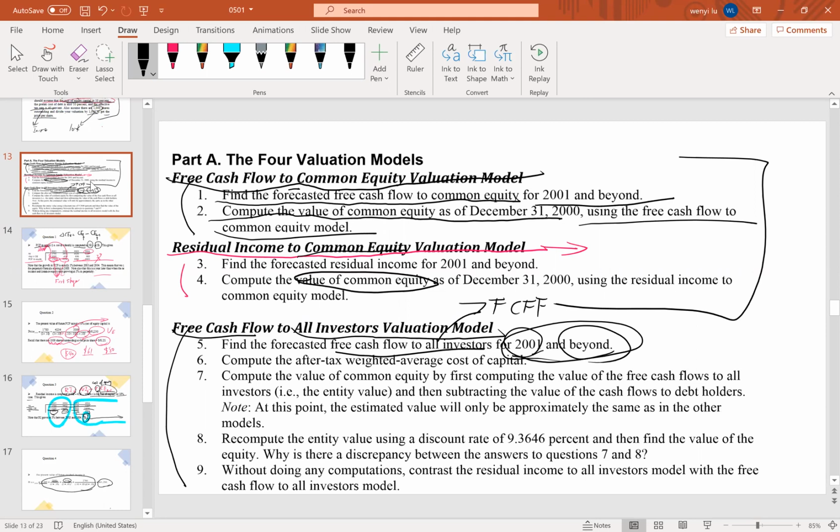And then you will compute the cost of capital. I use the WACC formula, weighted average cost of capital. Then, based on the value of equities and based on the free cash flows, you will discount using our cost of capital to solve the value of the firm. Minus the value of the debt, you will get the value of equities. So let's see how to handle these problems.